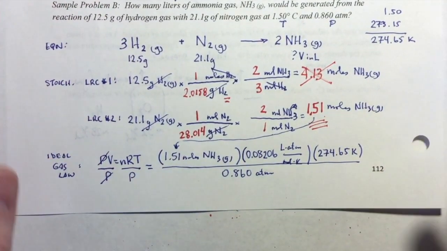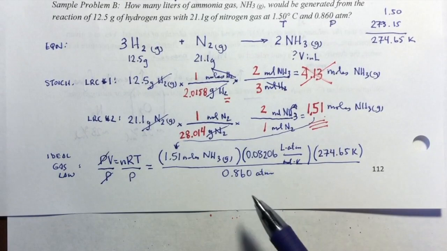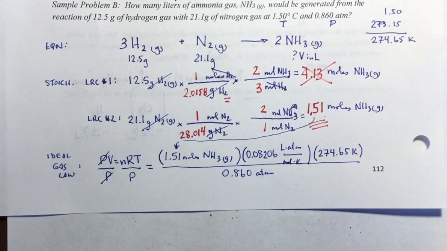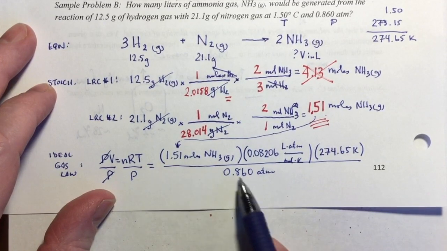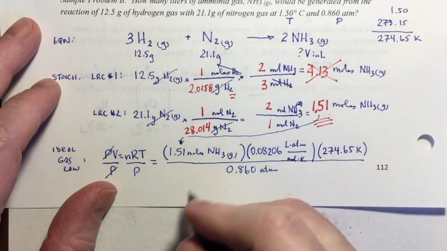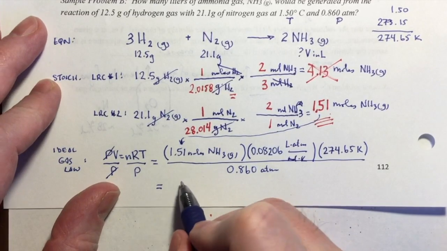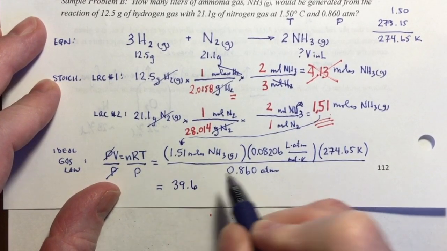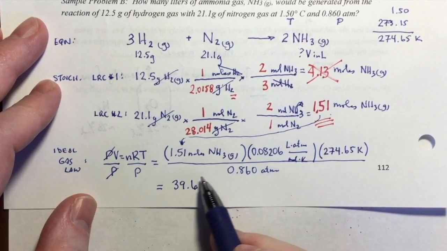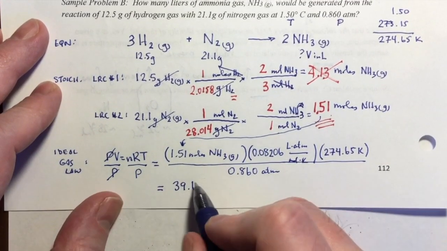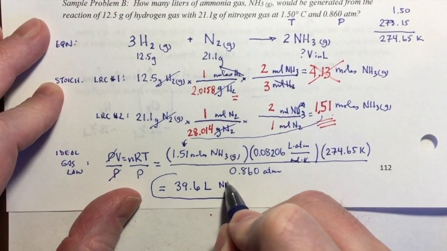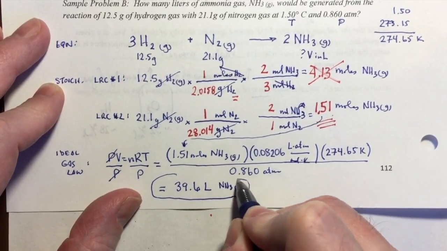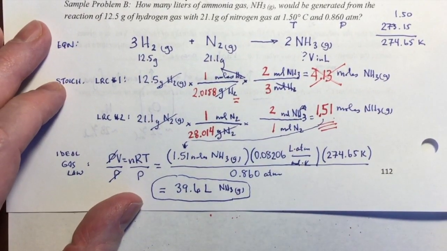All right, so it looks like I have everything plugged in. The rest is just calculator math, so let me do that now. And based on the numbers that the calculator is giving me and the 3 sig figs that I will need to round it to, my answer is going to be 39.6, and these are in units of liters, right? Because it's volume, liters, specifically of the NH3 gas generated, right? So there's my answer.